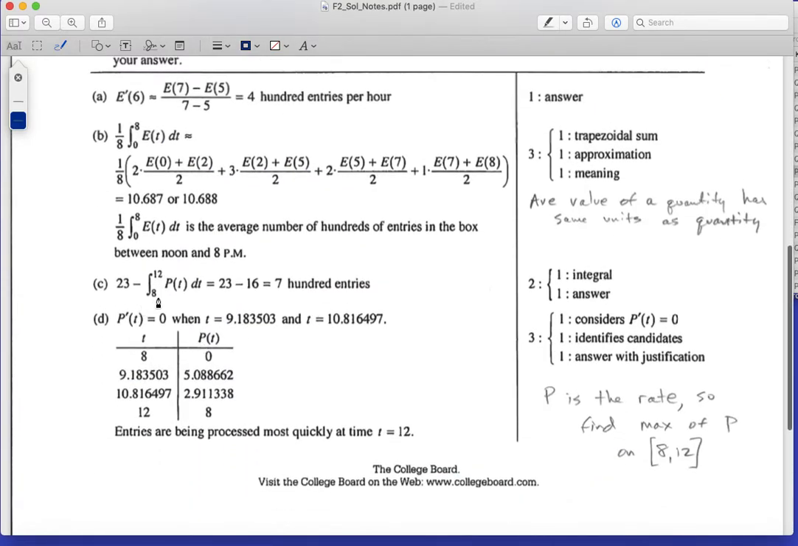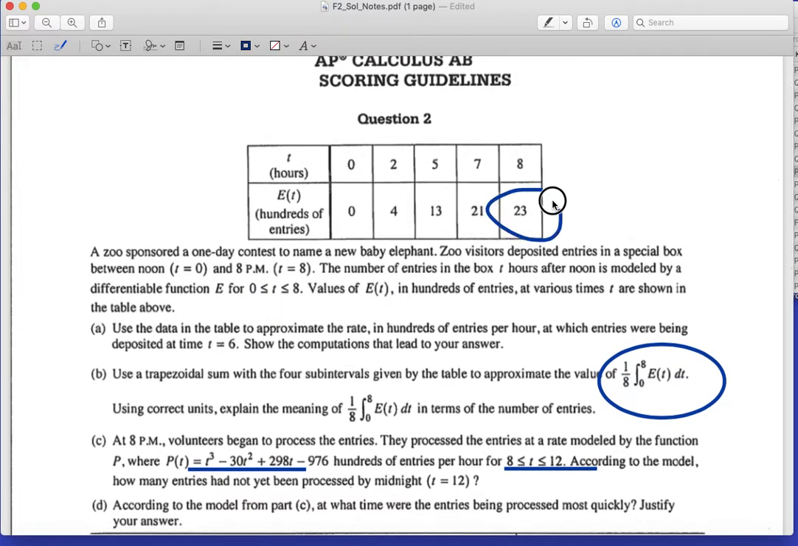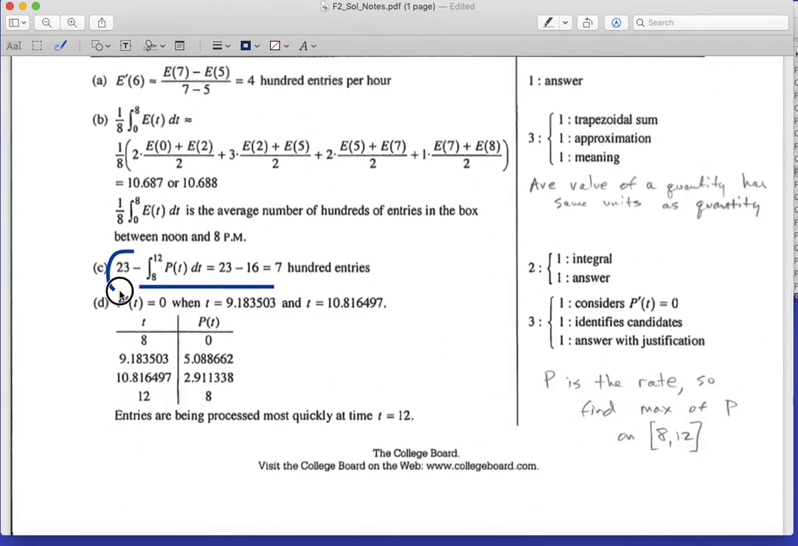So here's what they do. They take that integral right there. That's the change in number of entries that were processed from 0 to whatever. So that integral is the number of entries that were processed. How many entries were there? 23. Well, of course, that's 2300. So this 23 is the number of entries that was in the box at 8 o'clock. And this is the change in number of entries processed between 8 and 12. It started at 0 entries processed, so this is the number of entries that were processed.